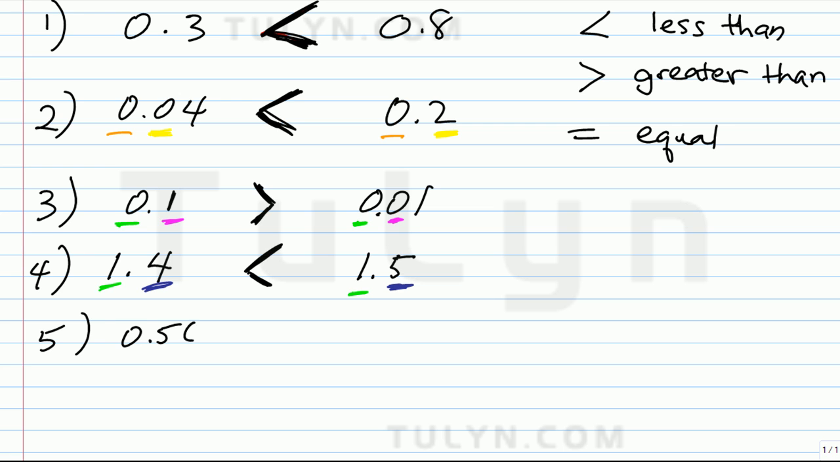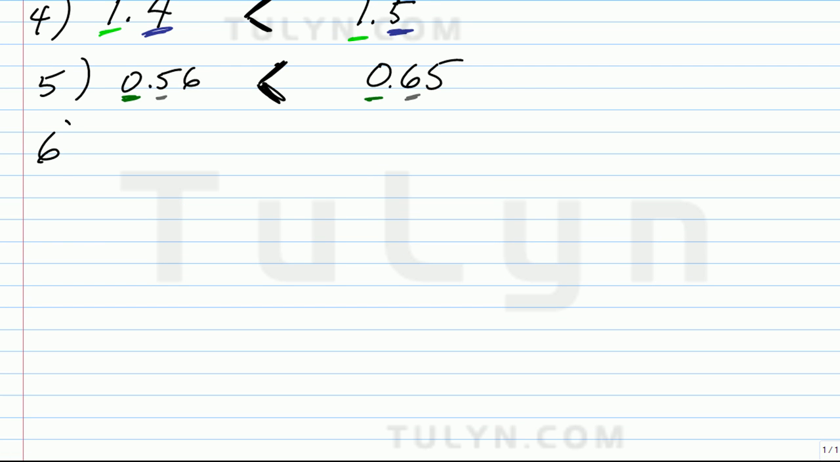Let's try another one. How about 56/100 and 65/100? Right? Which one do you think is greater? Start again with the left-hand side. And they, in the ones place, both is 0. How about the tenths place? It's a 5/10 on the left-hand side, and then on the right-hand side, 6/10. So 6/10 is greater. We're going to have a less than sign.